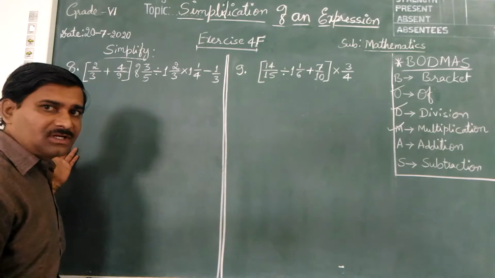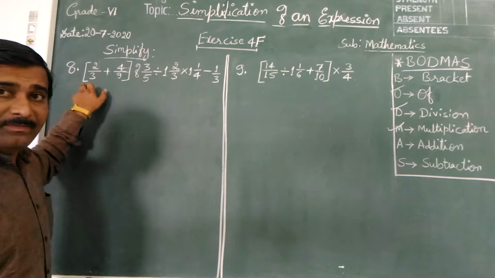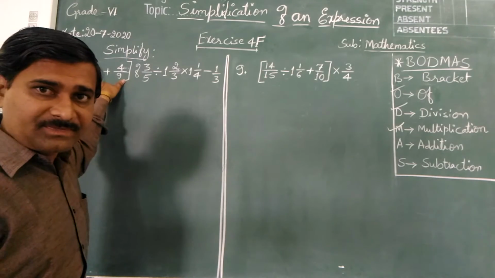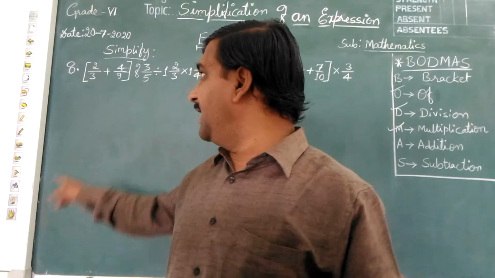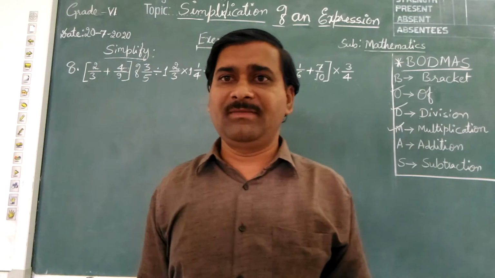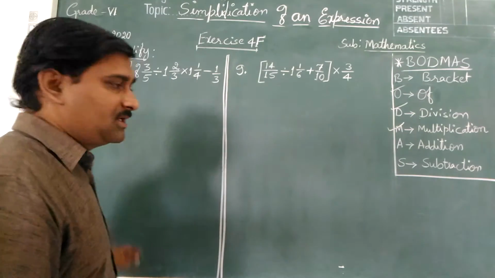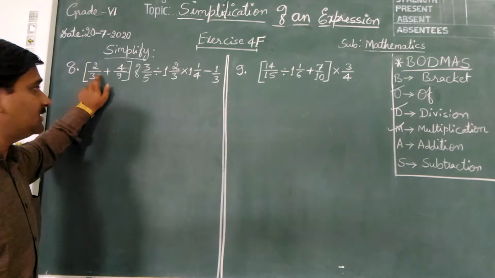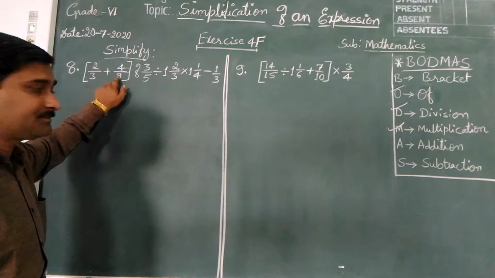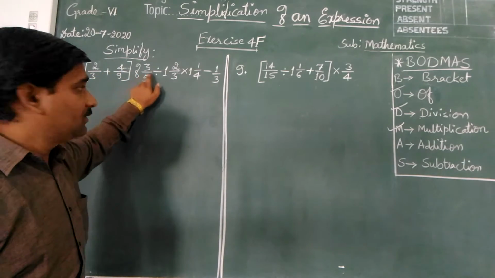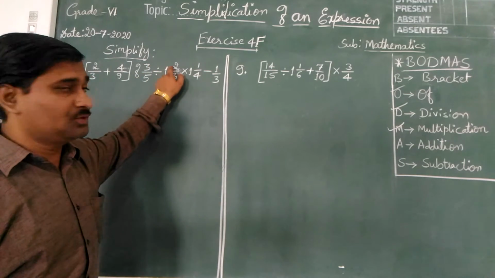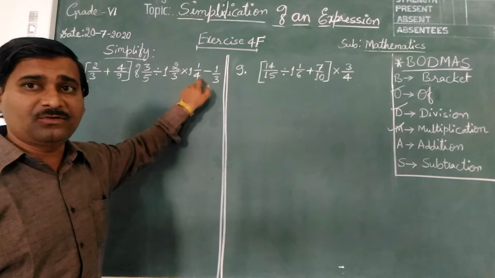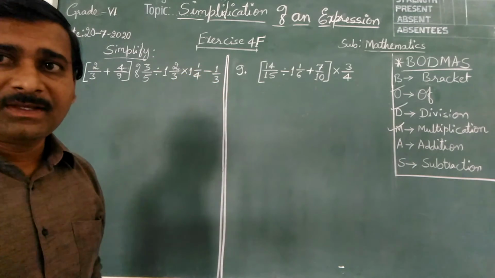Look at your expression, children. Eighth expression, brackets start. Till now you were not seeing brackets. Now, from the eighth onwards, you are seeing brackets. One bracket is used here: 2 by 3 plus 4 by 9 of 3 by 5, divided by 1 and 2 by 3, into 1 and 1 by 4, minus 1 by 3.